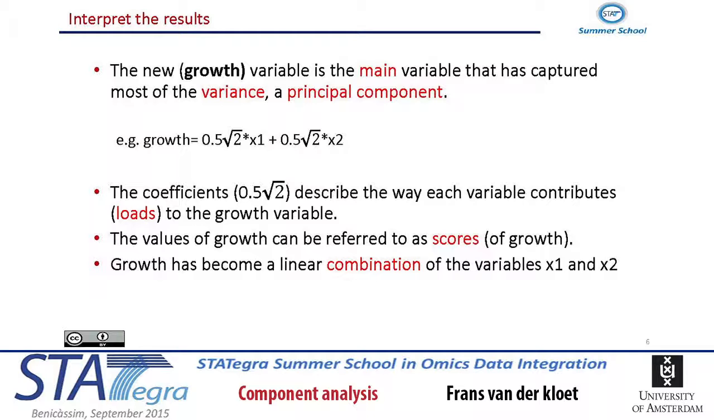And actually we could consider that a principal component. And it would have weights, in this case normalized. So this times x1 plus that times x2. The coefficients, the weights, describe the way each variable contributes or loads to the growth variable. And we can refer to the values of growth as scores of growth. And actually growth has become a linear combination of the variables x1 and x2.